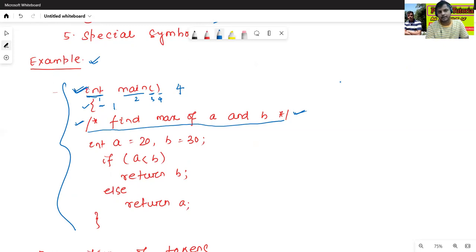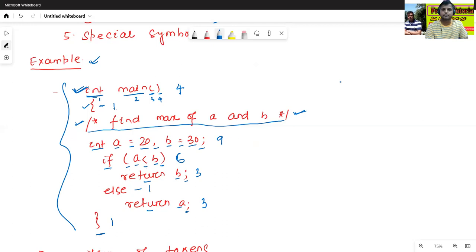Now we'll check this one. This is one token, this is one, this is one, this is one, this is one, this is one token. So 1, 2, 3, 4, 5, 6, 7, 8, 9 tokens in this line. Now the next line: this one is one, this one is one, and so on, so 6 tokens in this line. Next, this is one, this is one, this is one, so 3 tokens in this line. This is one token in this statement. This one contains 1, 2, 3, so 3 tokens. This is one token.